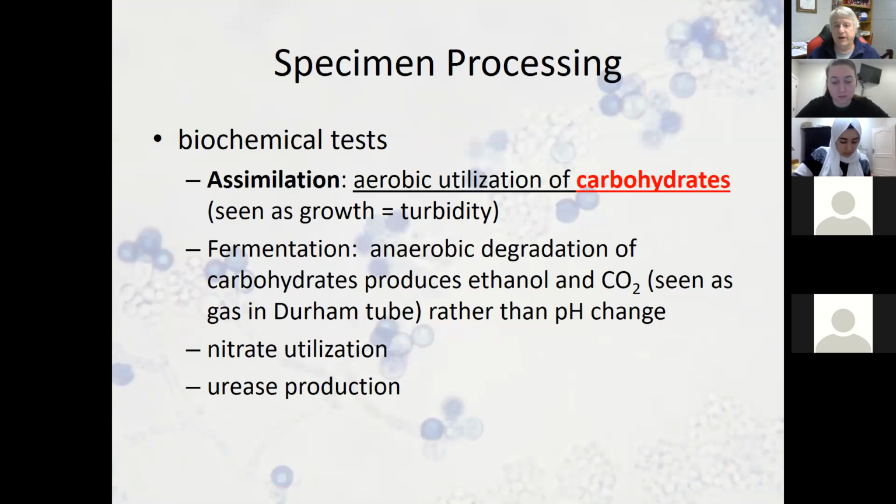So biochemical tests, we didn't get the chance to use the API-C, but there are options for identifying these biochemically. Assimilation, aerobic utilization of carbohydrates. We can do fermentation, anaerobic degradation of carbohydrates that produces ethanol and CO2. Nitrate utilization and urease production. There are not as many biochemical reactions that we go for with C, but they're there.